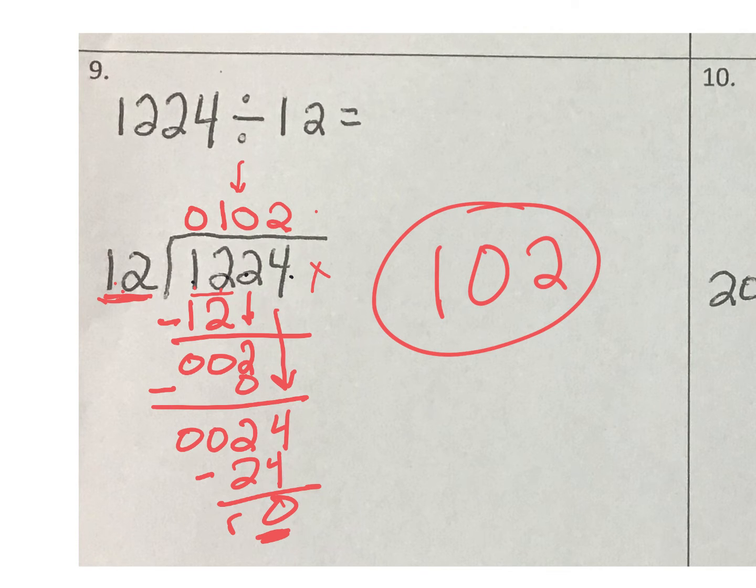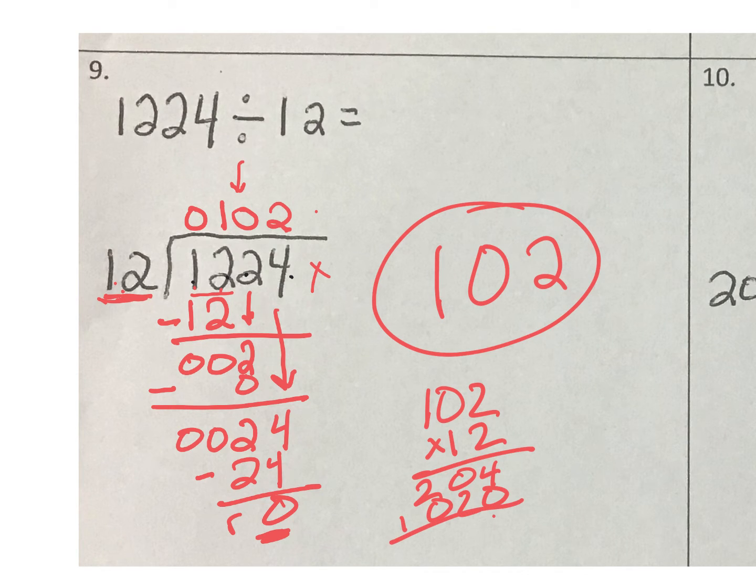Then the way you could test it to make sure you're good, you could go 102 times 12 and see if that gets you 1,224. 2 times 2 is 4, 2 times 0 is 0, 2 times 1 is 2. Add my 0, 1 times 2 is 2, 0, 1. Add those up, it gets me 4, 2, 2, 1, which is exactly what I started with. So, yeah, 102 is the correct answer.